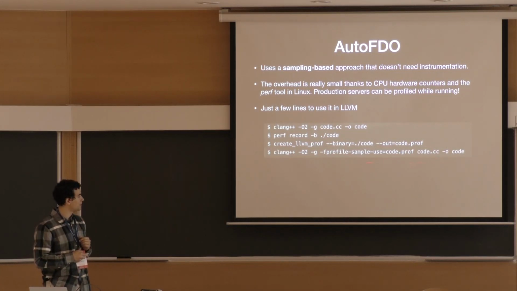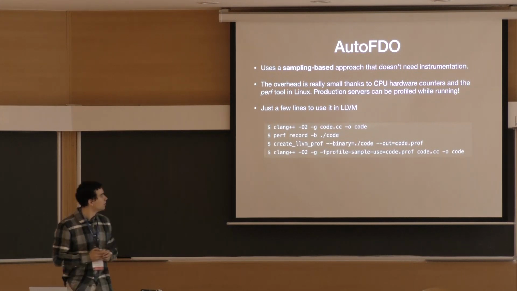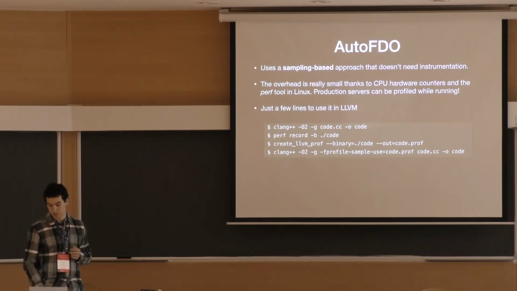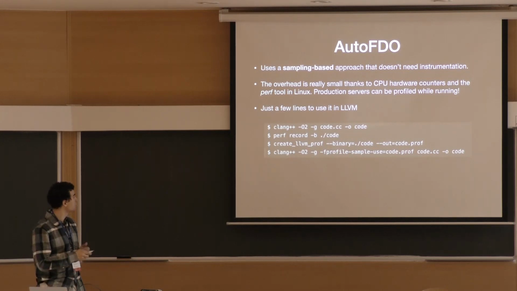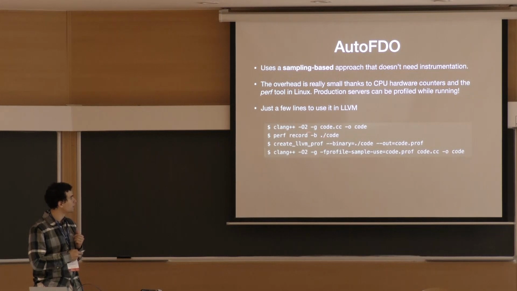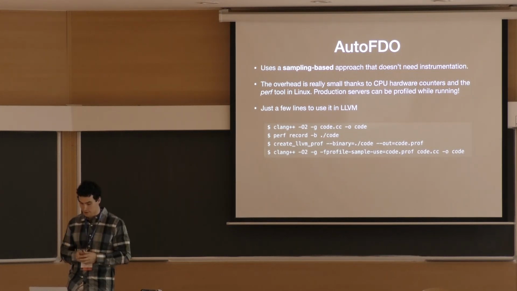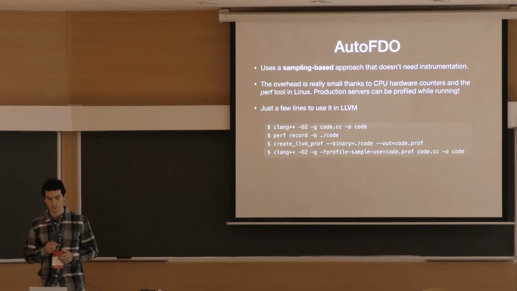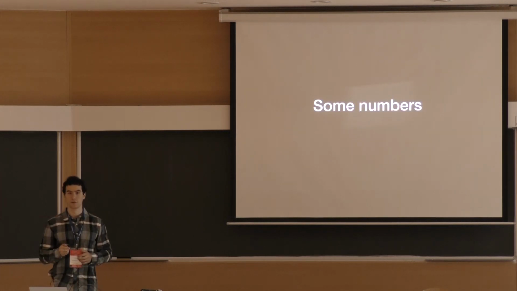You pass the profile that you generate over to Clang when you rebuild your source code, using the profile data. But the cool thing is you don't need to do anything for the initial build. There's no instrumentation code here. You can take an off-the-shelf binary and just run it under perf. Any questions?